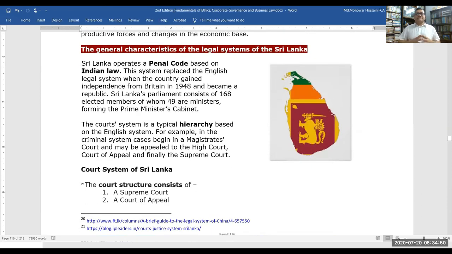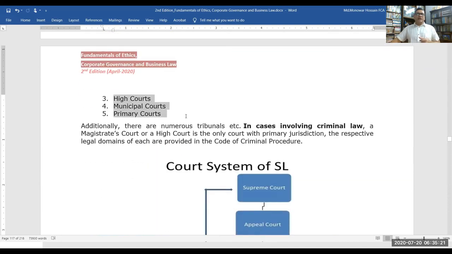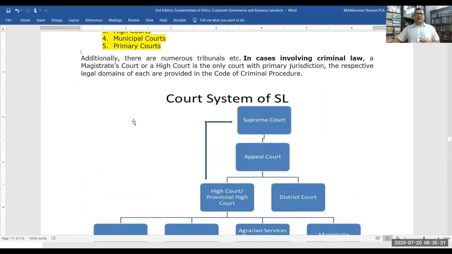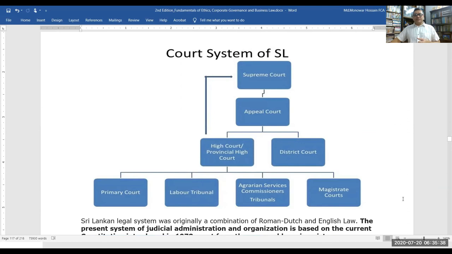Now, the general characteristics of the legal system of Sri Lanka. Sri Lanka operates a plural court system. The court structure consists of a Supreme Court, a Court of Appeal, High Court, and other lower courts, and additionally there are numerous tribunals in Sri Lanka. So you see the court system of Sri Lanka here: magistrate court, tribunal court, primary court, high court, district court, and then the appeal court, and then the Supreme Court is the highest.